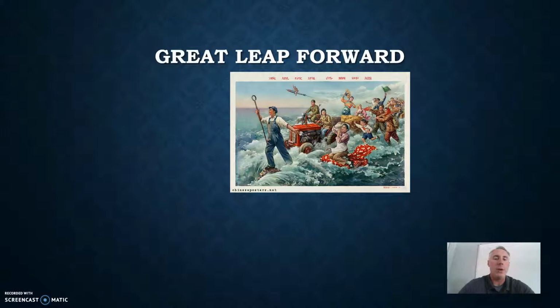For agriculture, he tried a very similar tactic that Stalin did, and that's collectivization. Mao ordered peasants to give up all their land, and they had to live on what we call communes.